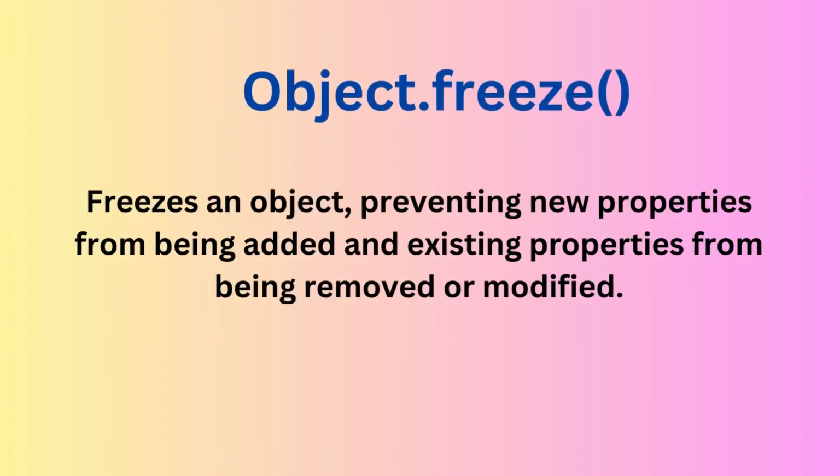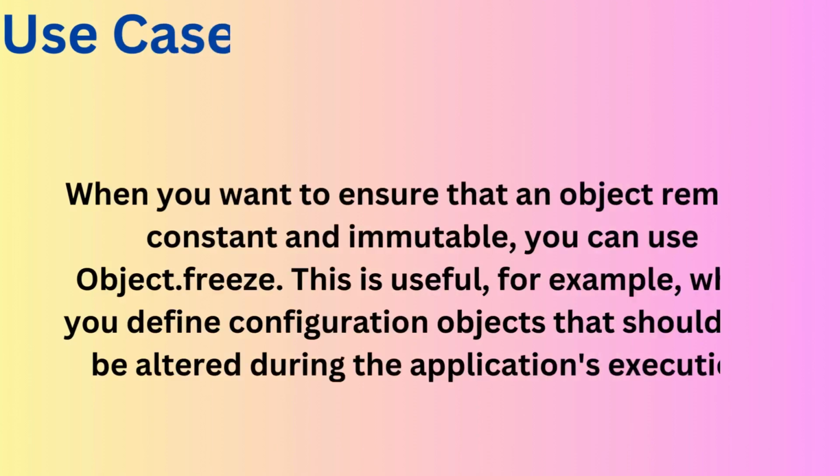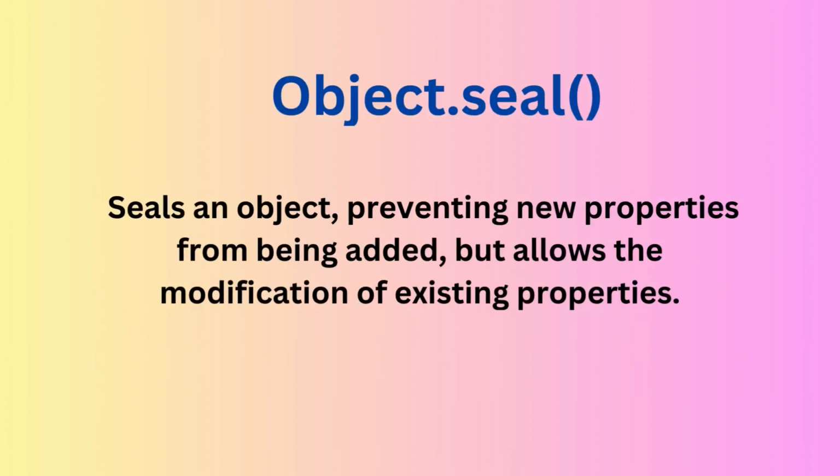Object.freeze freezes an object, preventing new properties from being added and existing properties from being removed or modified. Use case: when you want to ensure that an object remains constant and immutable, you can use Object.freeze. This is useful, for example, when you define configuration objects that should not be altered during the application's execution.